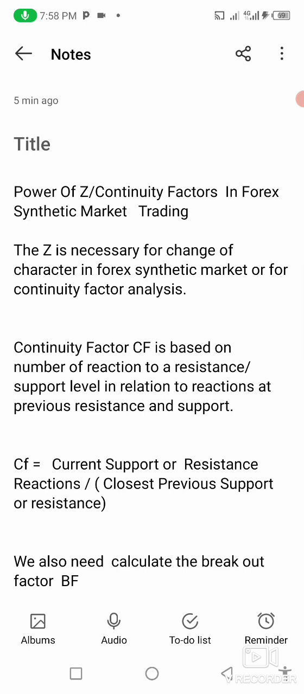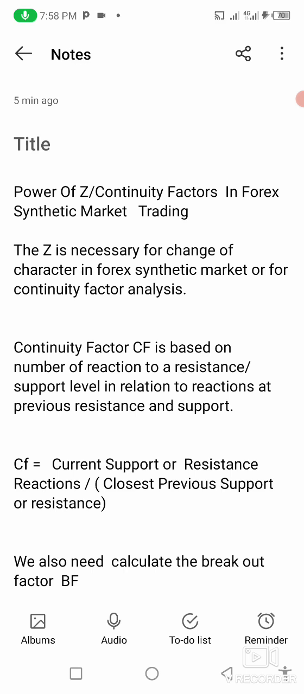So the topic we shall be discussing is the power of Z slash continuity factors in forex synthetic market trading. The Z is necessary for change of character in forex synthetic market, or for continuity factor analysis.